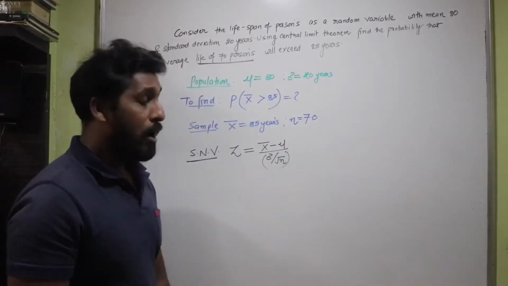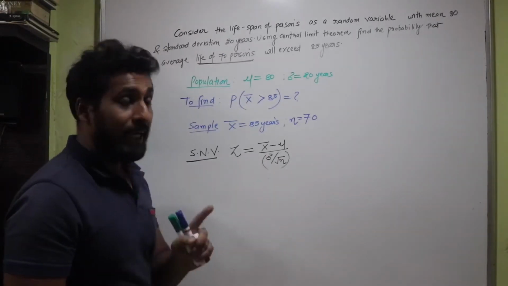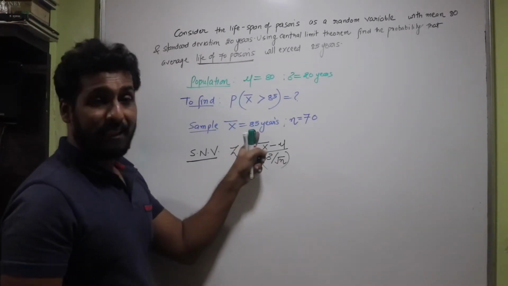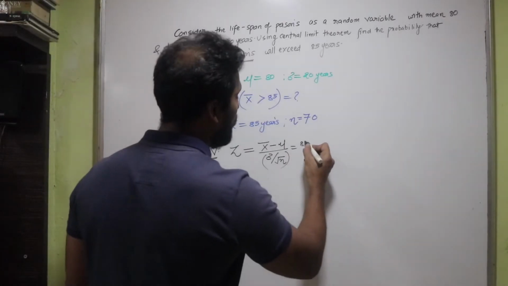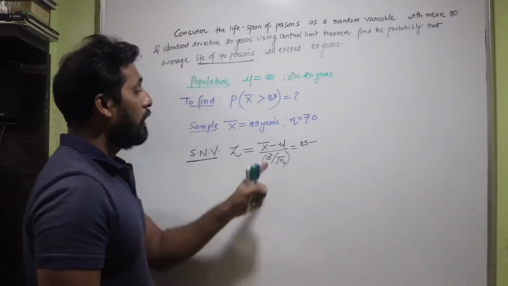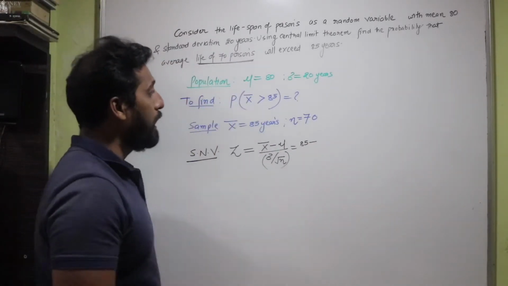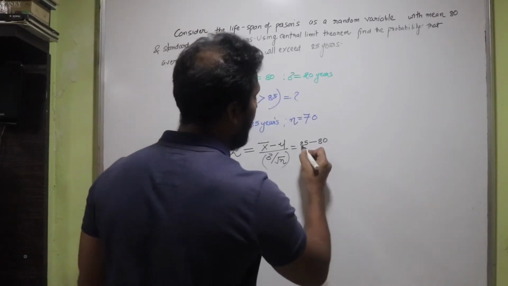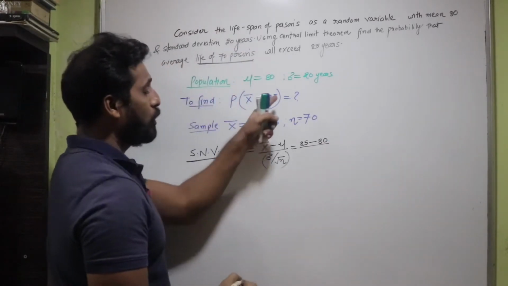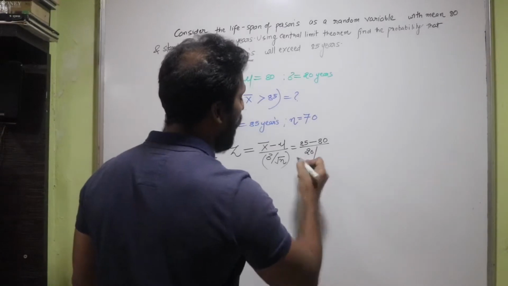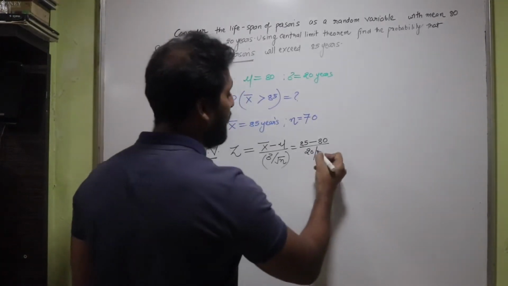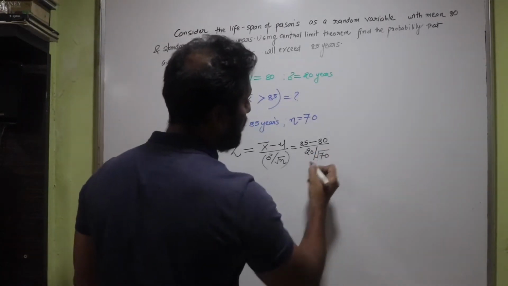That's the formula for finding the value of Z. So now X bar is given to us as 85, so I'm going to write 85 here. So let's write 85 minus mu, the mean of the population. It is given to us as 80, so I'll write 80 here upon sigma, which is 20. So that's 20 upon root of n. N is 70, so I'm going to write root of 70 here.